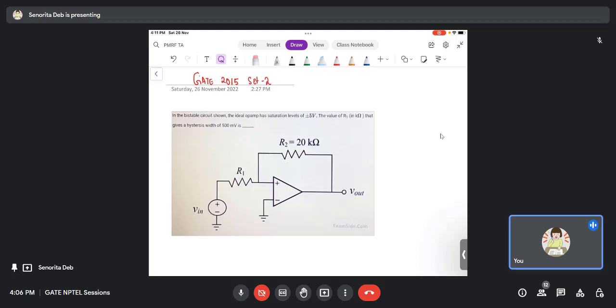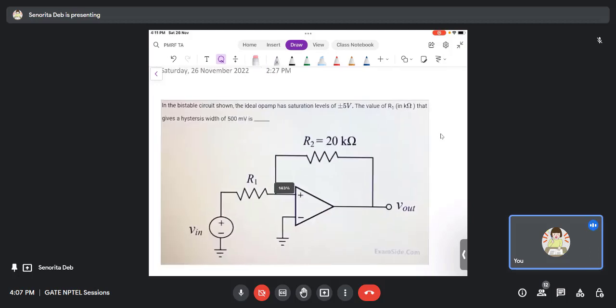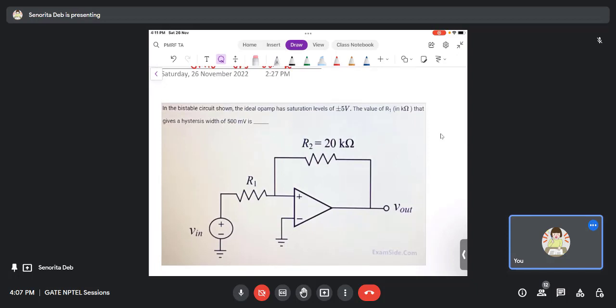Okay, then I will start with the problem. This came in GATE 2015 set 2, and it's mentioned that it's a bistable circuit, that is, it is having two stable states. A bistable circuit is also known as a normal oscillator circuit. The ideal op-amp has saturation levels of plus minus 5 volts. The value of R1 that gives the hysteresis width of 500 millivolts.